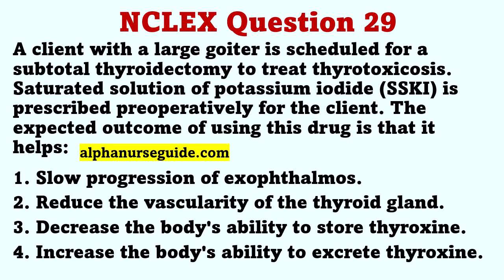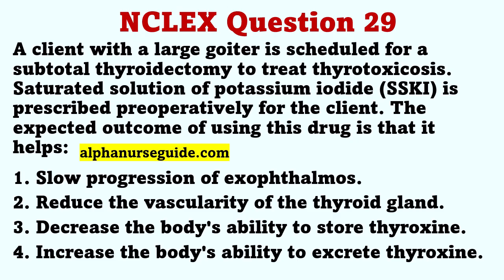A client with a large goiter is scheduled for a subtotal thyroidectomy to treat thyrotoxicosis. Saturated solution of potassium iodide is prescribed preoperatively for the client. The expected outcome of using this drug is that it helps: 1. Slow progression of exophthalmos. 2. Reduce the vascularity of the thyroid gland. 3. Decrease the body's ability to store thyroxine. 4. Increase the body's ability to excrete thyroxine.